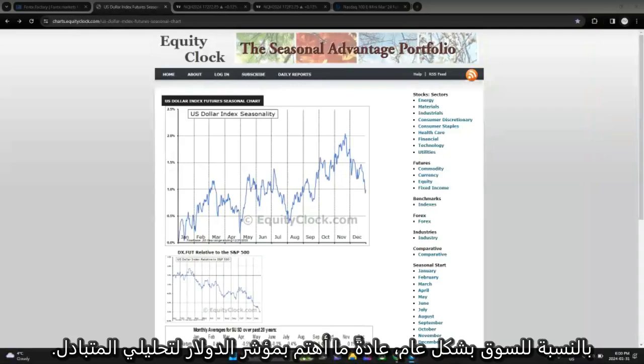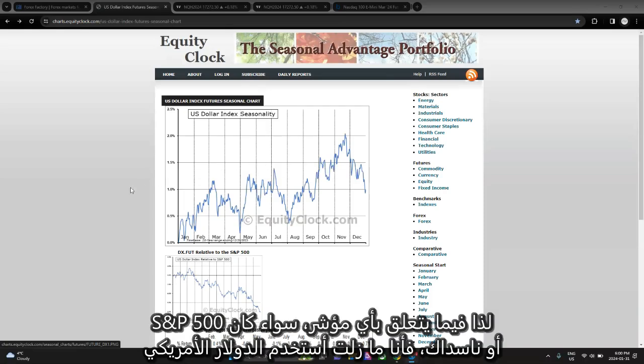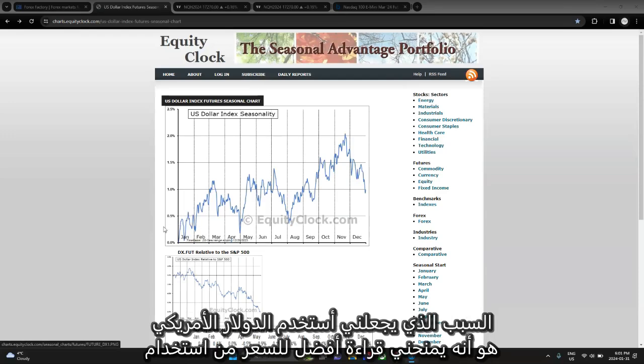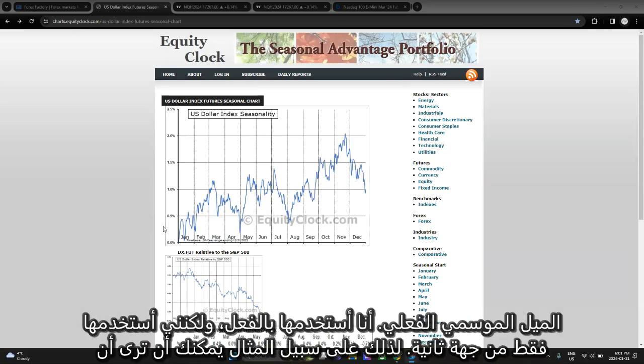For the market on a whole, I usually pay attention to the dollar index for my cross analysis. So, in regard to any index, if it's the S&P 500, the Nasdaq, then I still use the US dollar, right? The reason why I use the US dollar is because it gives me a better reading for price than using the actual seasonal tendency. I do use them, but just secondhand, right?